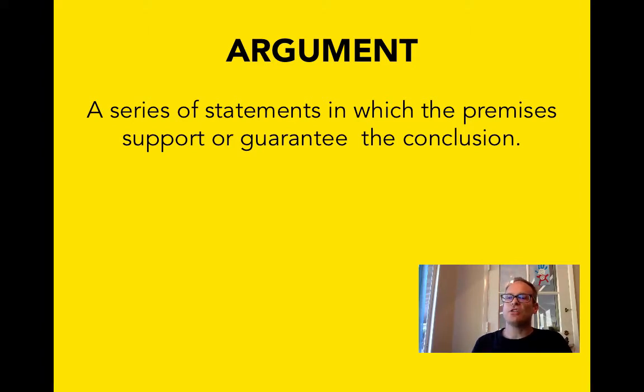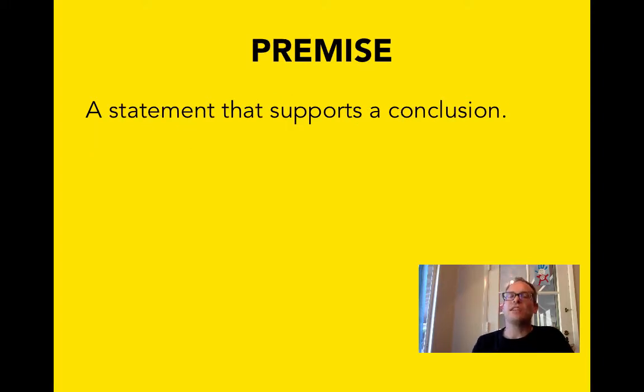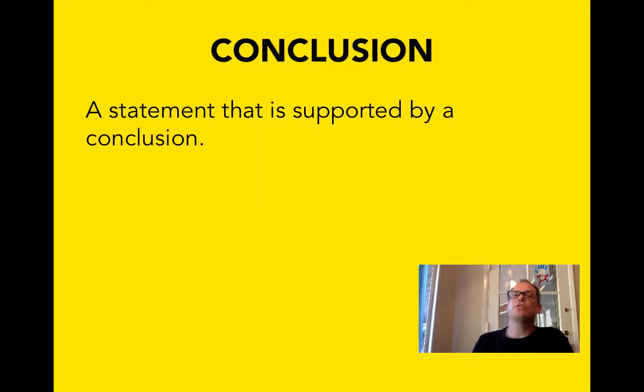So I'll give you a definition, an example of this moving forward, but I have to define some of the terms that exist in that definition first, okay? The word statement just means an expression which is capable of being true or false. A premise is a statement that supports a conclusion, and a conclusion is a statement that is supported by a premise. So now we've gone through all these definitions. Why don't I give you an example of an argument and then apply some of these definitions so you can see what's going on.